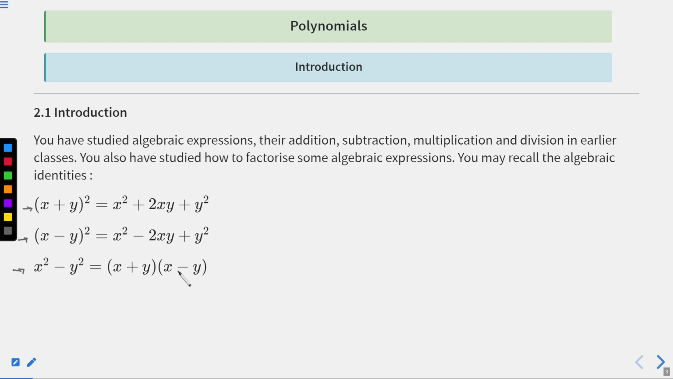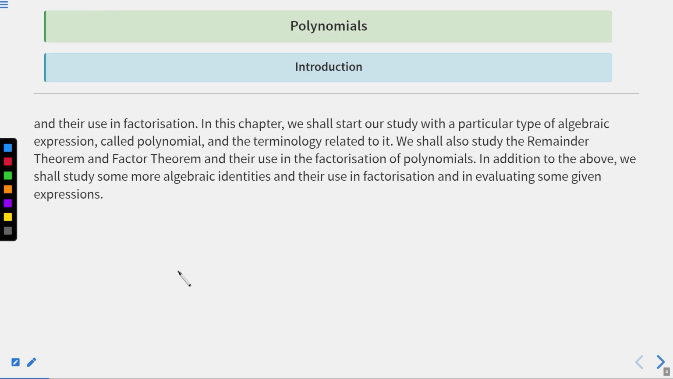We have known about these identities in our previous classes. You have already studied these algebraic identities and their use in factorization.